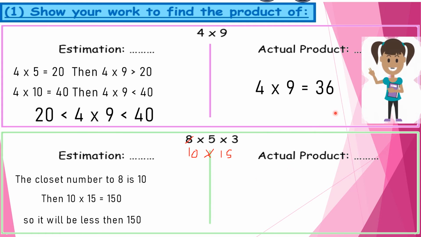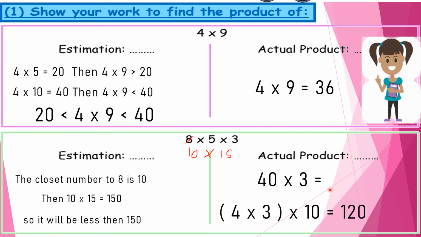Let's see whether what you did is correct or not. This is the actual product here. We have 40 by 3. I multiplied 8 by 5. It gave me 40, and the 3 is out there. So 40 by 3 will give you 120.